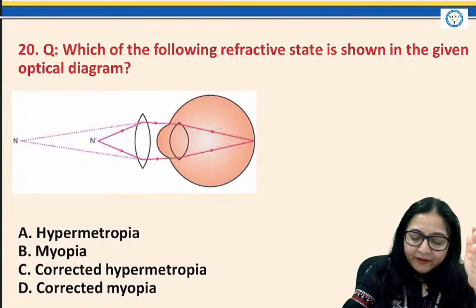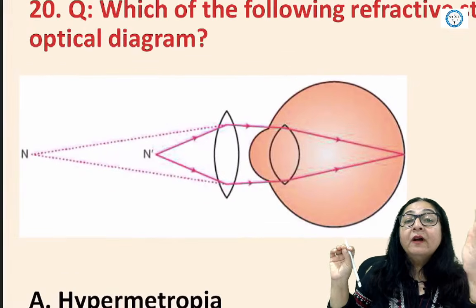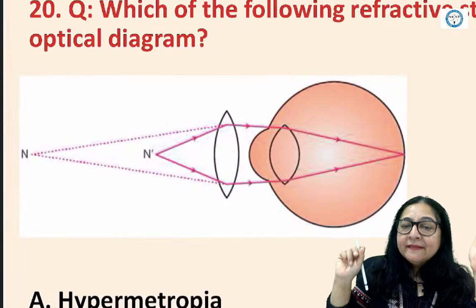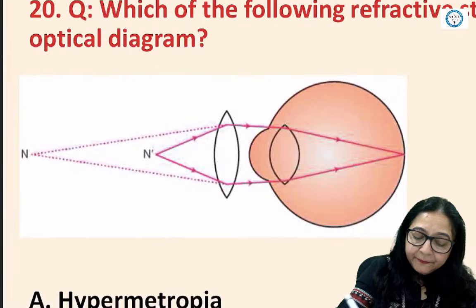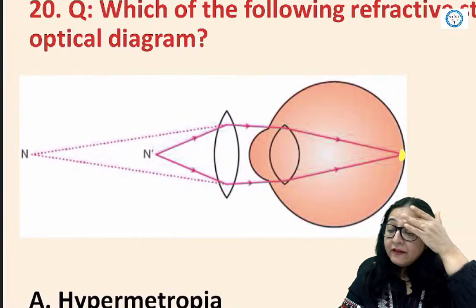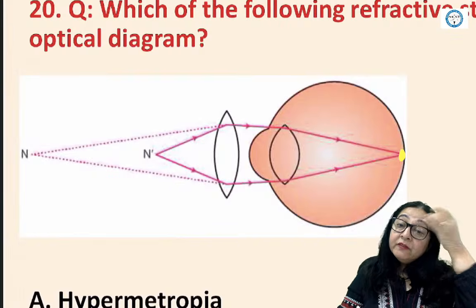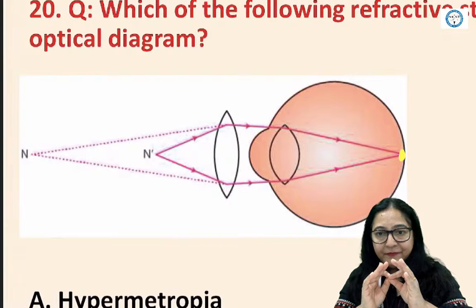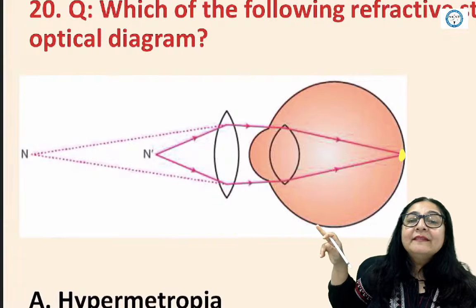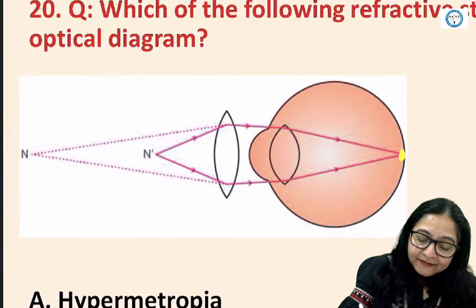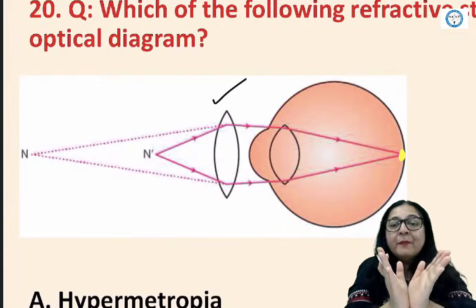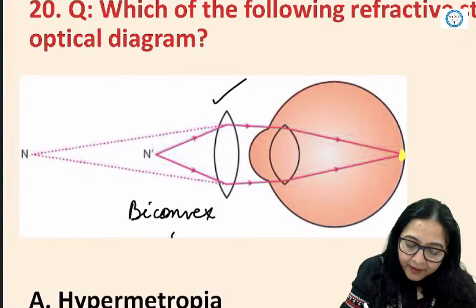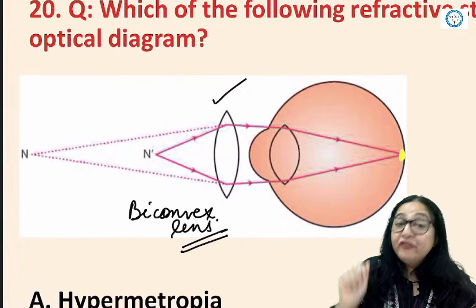So what you are seeing here in the optical diagram? First of all, the light rays are focused on the retina. If they are focused on the retina, it means it is already a corrected refractive state. Fine. And what type of lens is in front of the eye? The shape of the lens, what is it telling you? Biconvex lens, which is a converging lens.